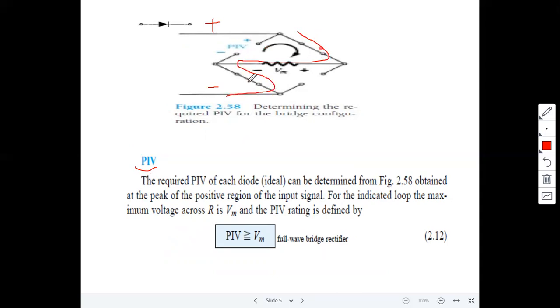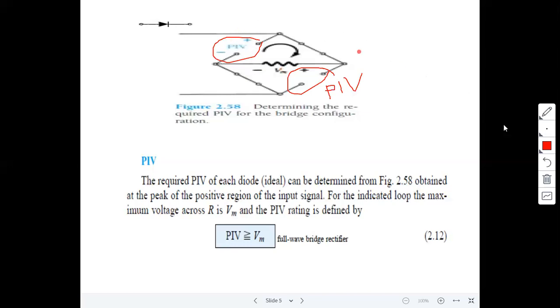Okay, these two diodes are in forward bias and these two diodes are in reverse bias. Now observe here. Now find the voltage, whether reverse voltage across this diode or reverse voltage across this diode. Whether this is the PIV or this is also PIV, right? Okay. Now there are two paths here.